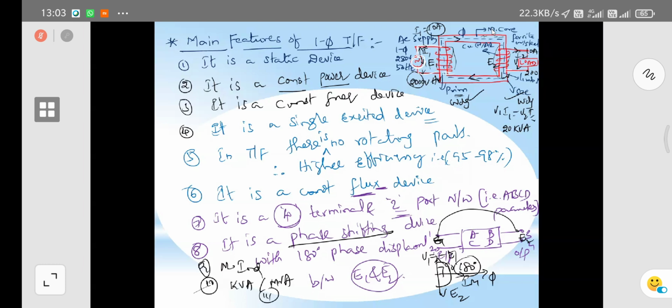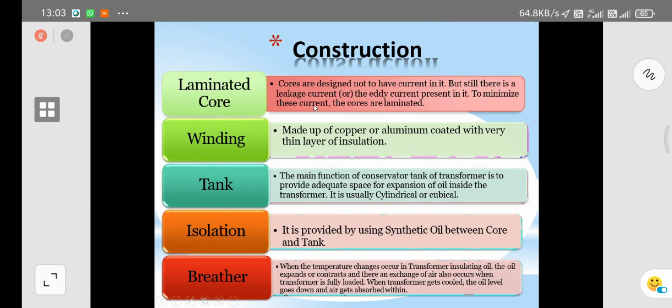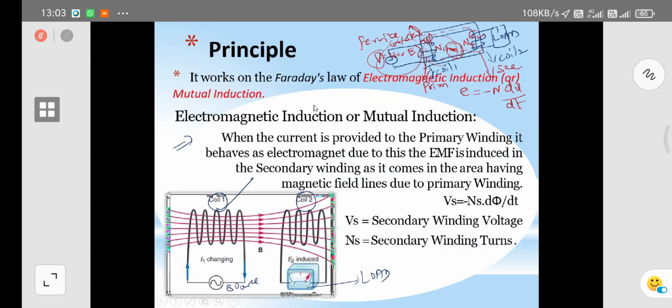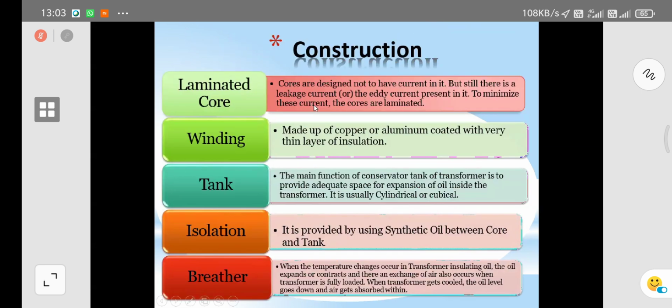Okay. This is the kVA or MVA between E1 and E2 here. So first one, what about here? First is, it is a static device. And the next one is a constant frequency device, constant power device.